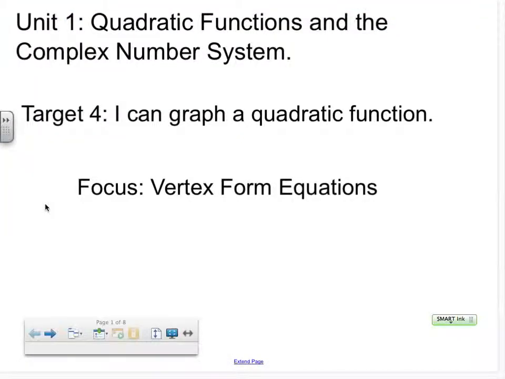Algebra 2, Unit 1, Quadratic Functions and the Complex Number System. Target 4, I can graph a quadratic function. Today our focus is on quadratics that are in vertex form.